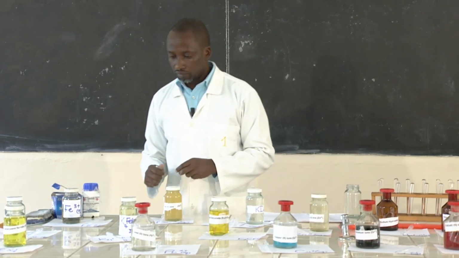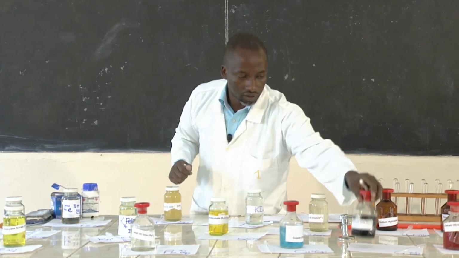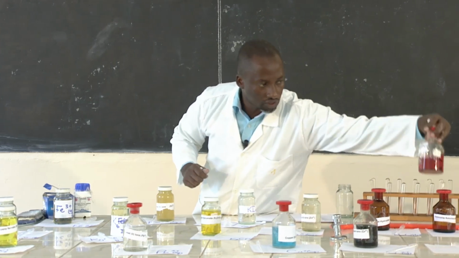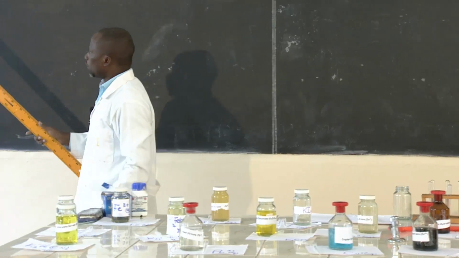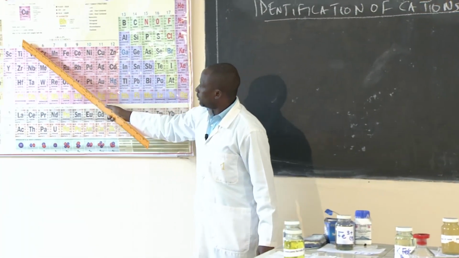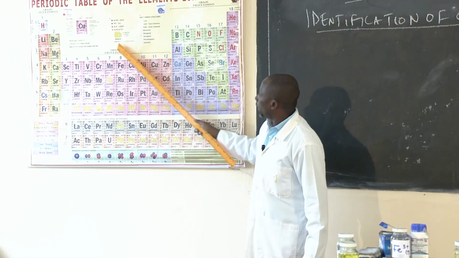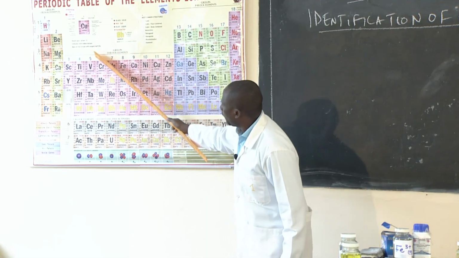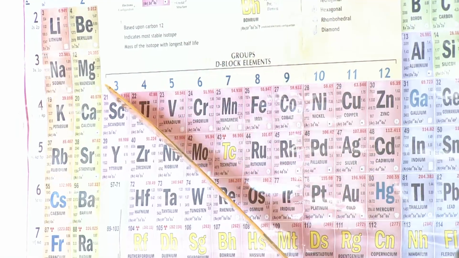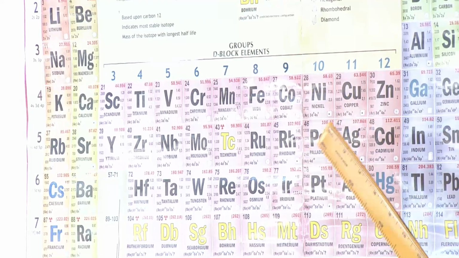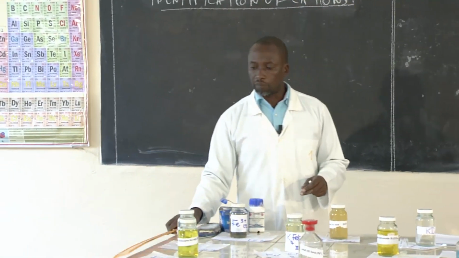Some of them have very interesting colors. Look at this one. Look at this cobalt. The ones that are colored, just take a look. This is the periodic table. These elements here, I hope you remember the general name given to them. They are called d-block elements. So these are transition elements, and if you remember, transition elements form colored compounds. So the compounds of transition elements are colored.